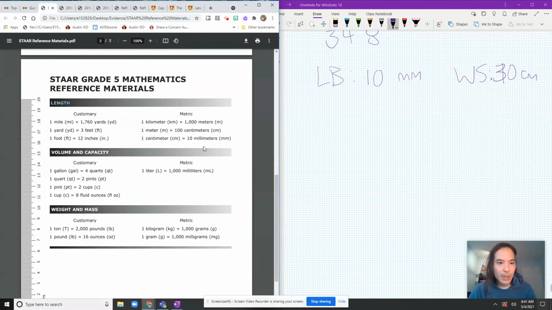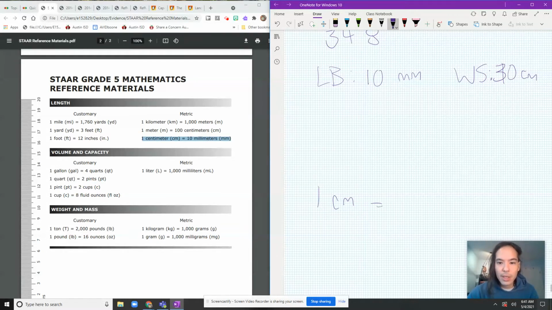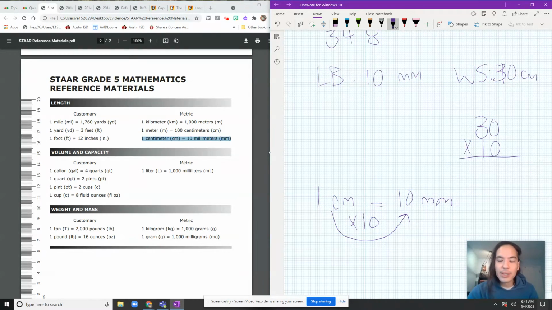And metric length, here's centimeters and millimeters. So how do I turn a centimeter into a millimeter? Remember, 1 centimeter equals 10 millimeters is what we're looking at over here. So 1 centimeter turns into 10 millimeters by multiplying times 10. So what I'm going to do with my 30 centimeters is multiply it times 10 to find out how many millimeters our walking stick is, and then I can compare the difference between the walking stick and the ladybug.